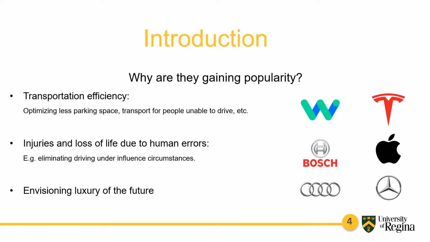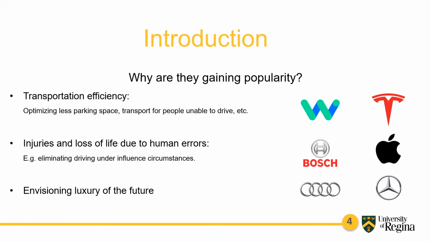Why are autonomous vehicles gaining popularity? The answer to this is amazingly simple. Think about the problems with current traffic management. To name a few, we can achieve transportation efficiency. We optimize parking space since cars would not need to be parked. People unable to drive can still travel in their cars without relying on others. There would be diminishing injuries and accidents due to human errors. We could eliminate problems like distracted driving, driving under influence, and more, which cause a tremendous amount of accidents every year.